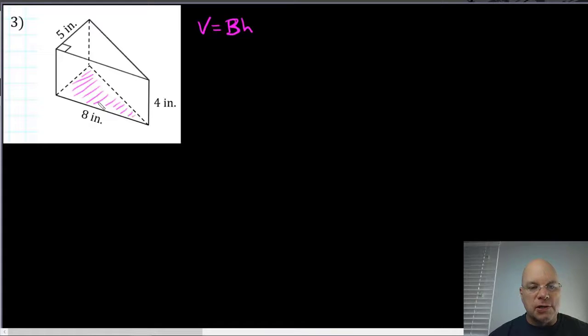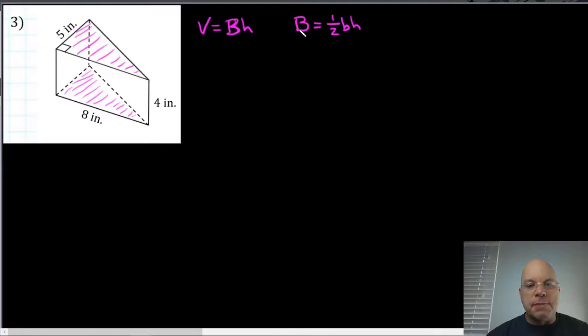That won't always be the case. But this triangle is parallel and congruent to this triangle. So it's a triangular prism. The triangles are the bases, and so when we're finding the area of the base, we use the formula for area of a triangle, which is 1/2 multiplied by the base multiplied by the height.